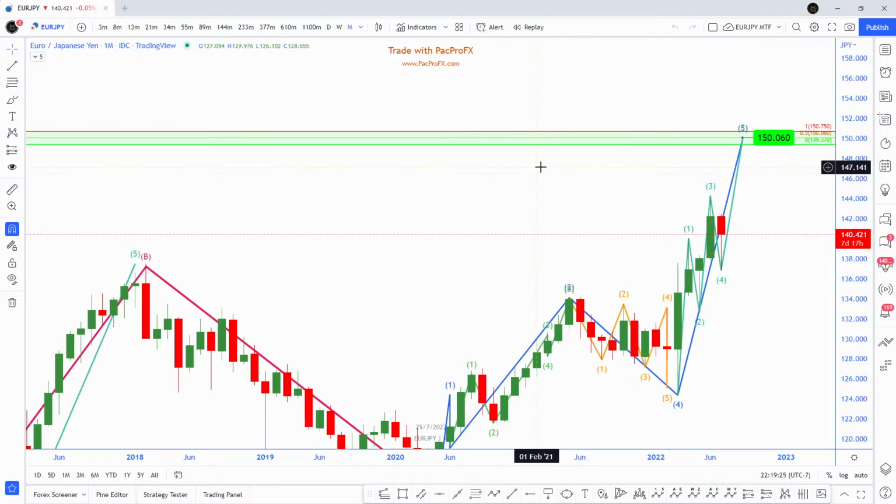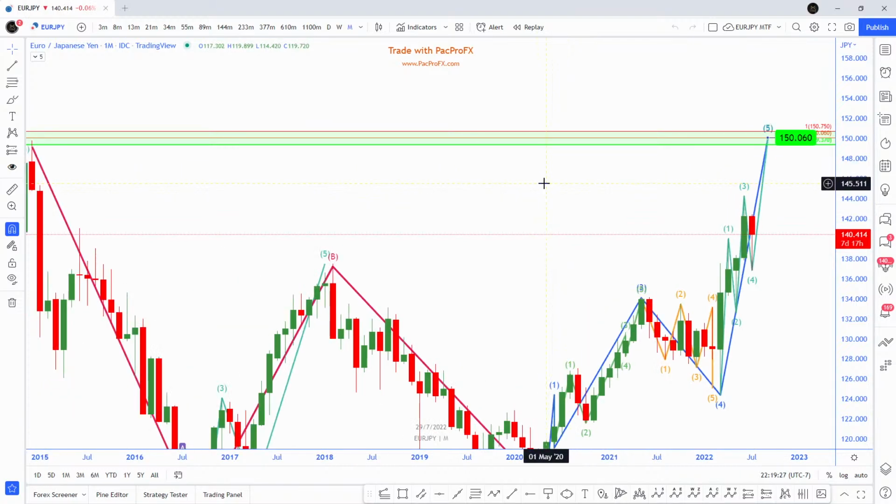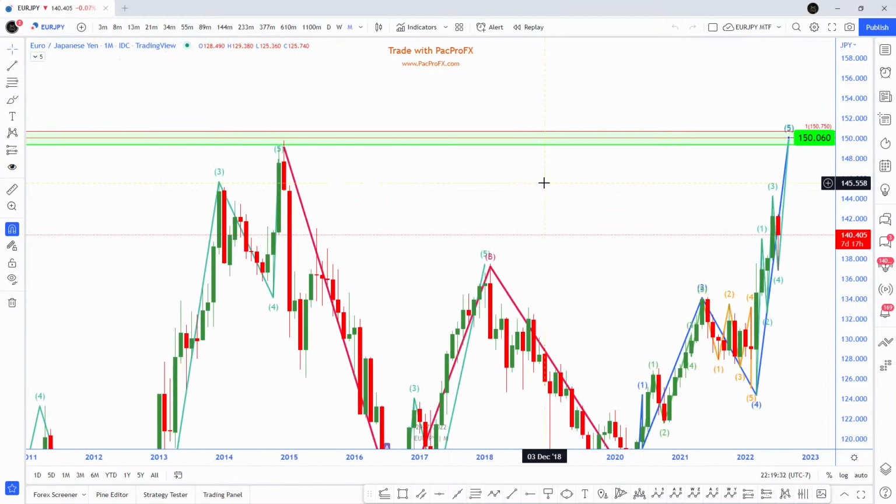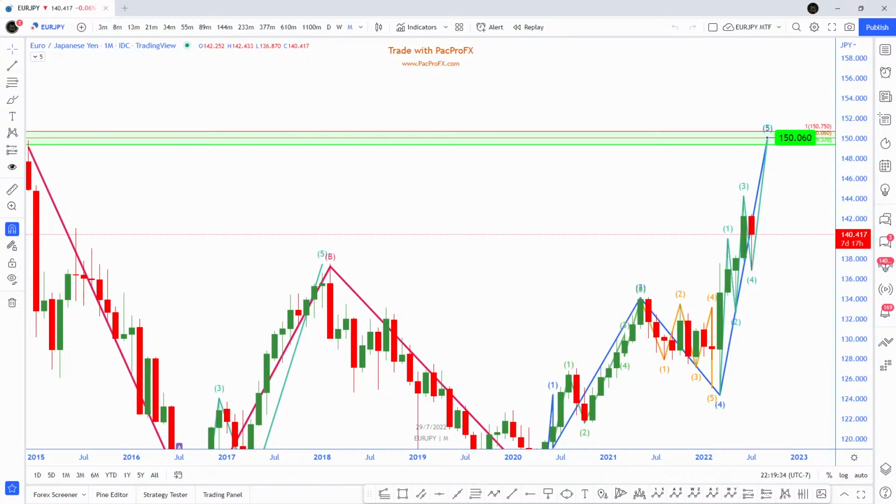All right. And this Euro JPY, I have a slight feeling that it will be going higher. Let me double check that. Let's see.